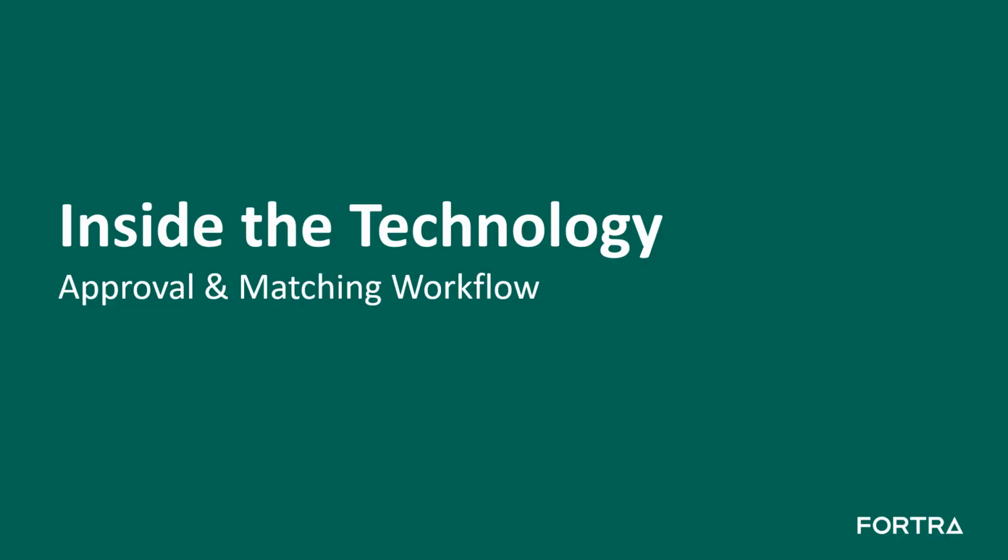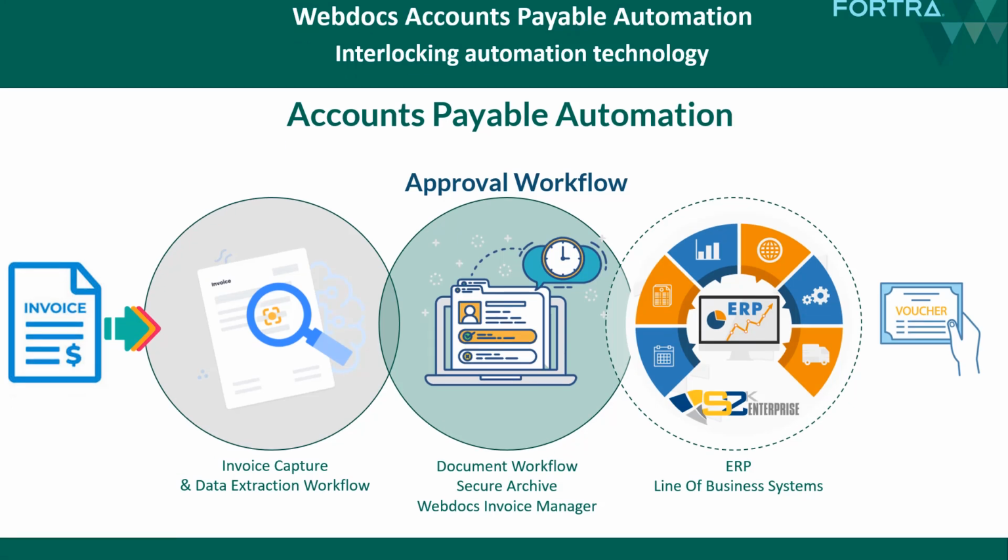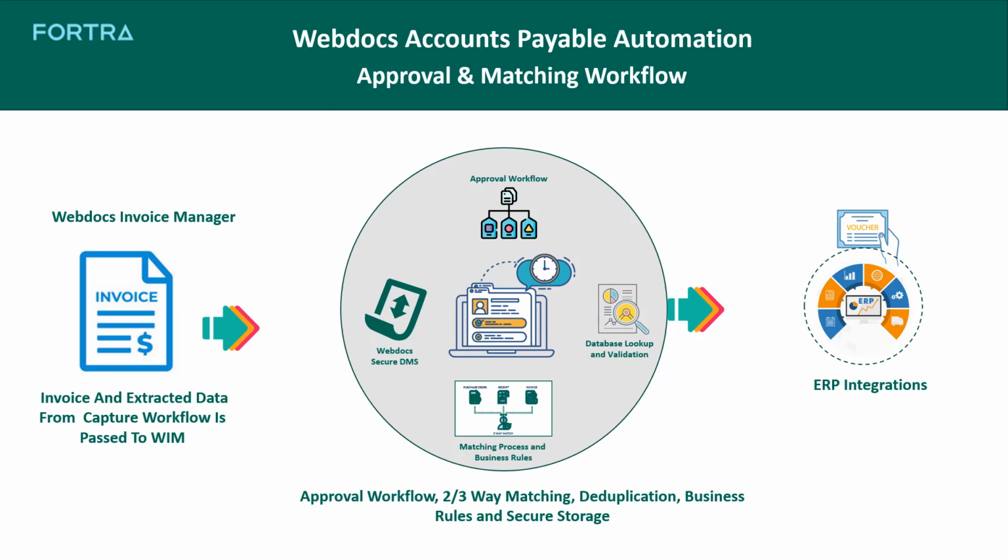The next type of AP workflow is approval and matching workflows. This is where Fortra's WebDocs Invoice Manager comes in. It's built truly for the ever-changing business world in mind, right? It is a configurable centralized hub for all captured invoices getting processed and matched to your ERP data. Or if approvals are needed, it routes them interactively or via table-based routing rules for more automation.